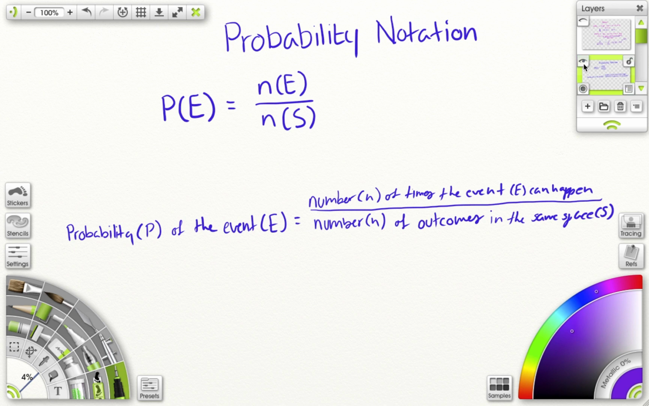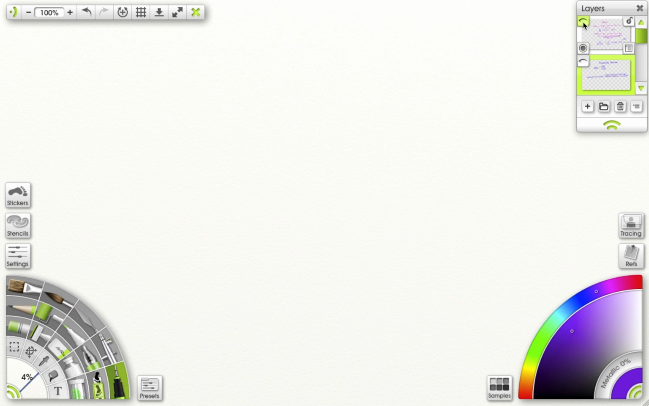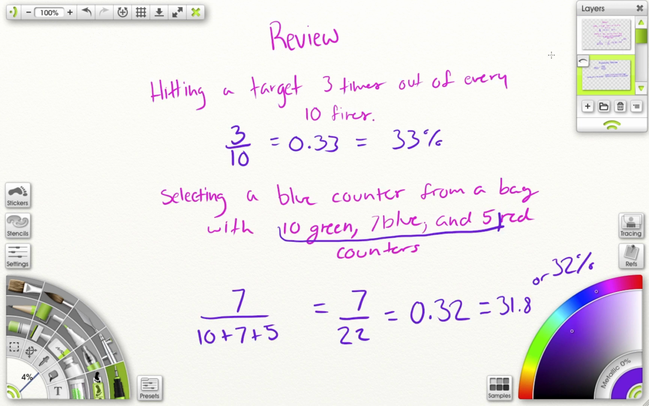Okay, so again, our first example. Probability is hitting the target 3 times out of 10. The n(E), the top one, is the number of times that event can happen. So in this case, hitting it 3 times. And our n(S), the bottom part, is the number of outcomes in the sample space, which basically means the total. So that means the 10 fires that we did.